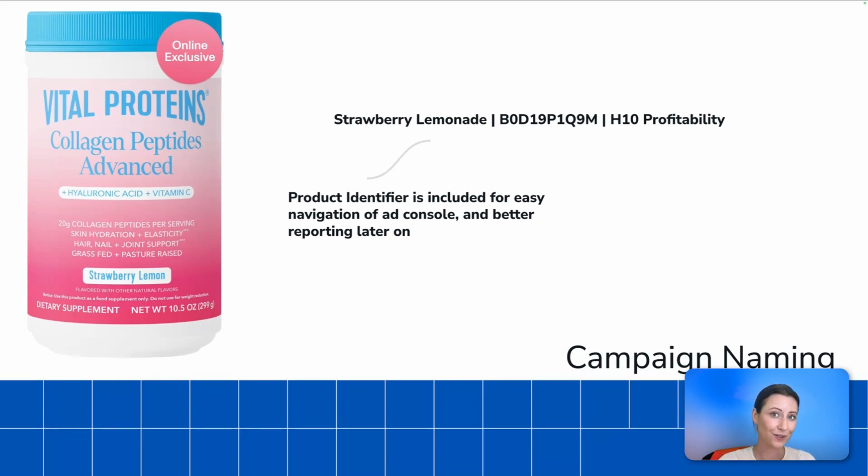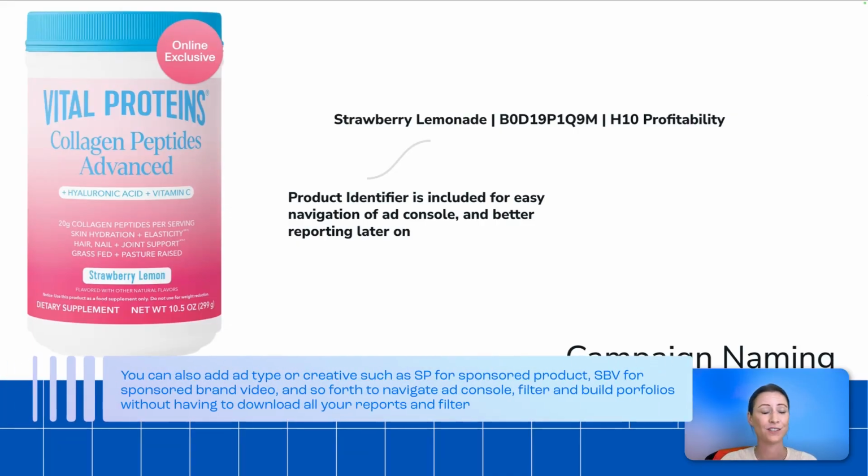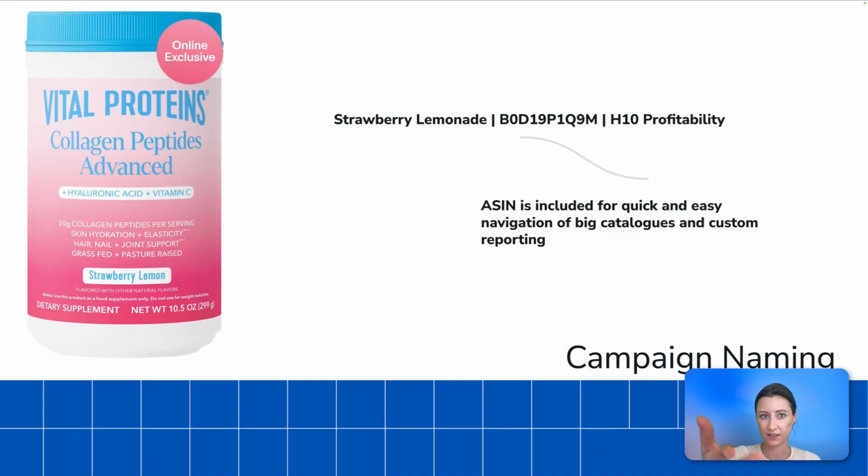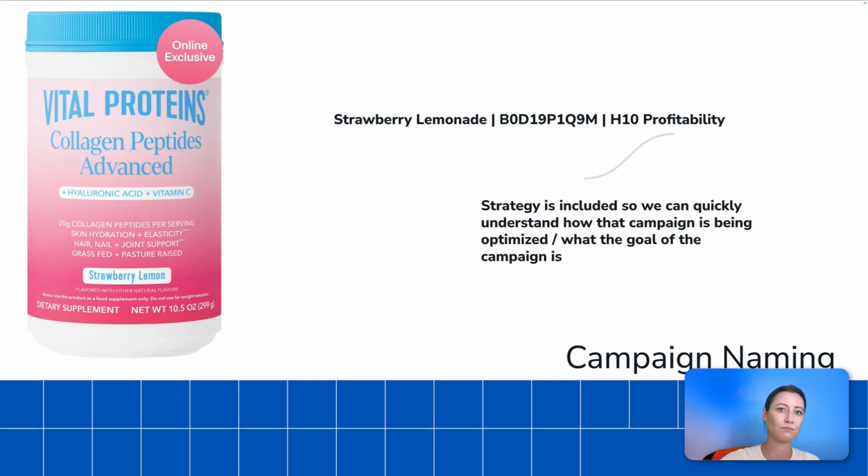There's a few other breakouts you could do. You could do ad type or creative. So if I'm running a sponsored brand ad, I could put SB. If it's a sponsored brand video ad, maybe SBV. That just helps you again navigate Ad Console. You can quickly type in and filter and build portfolios without having to download all of your reports and filter beyond that. Now, the other ones, again, ASIN, quick and easy navigation, big catalogs, and for reporting purposes, strategy, super important to include.